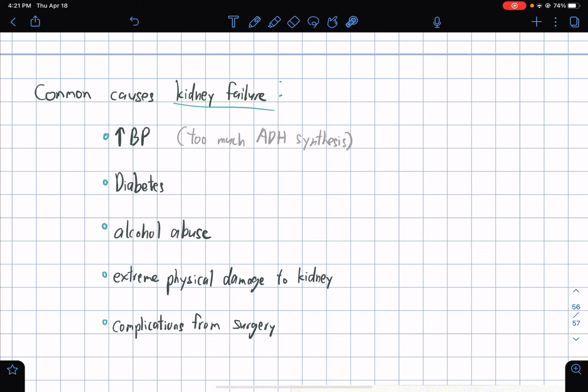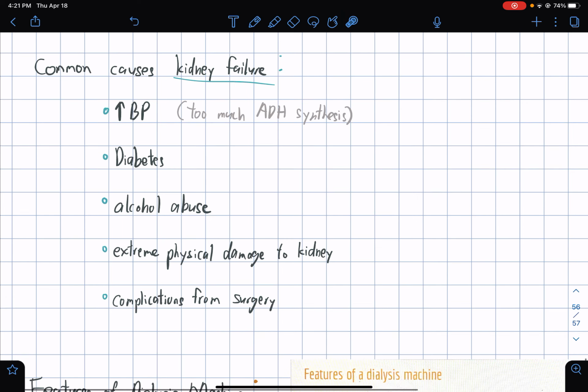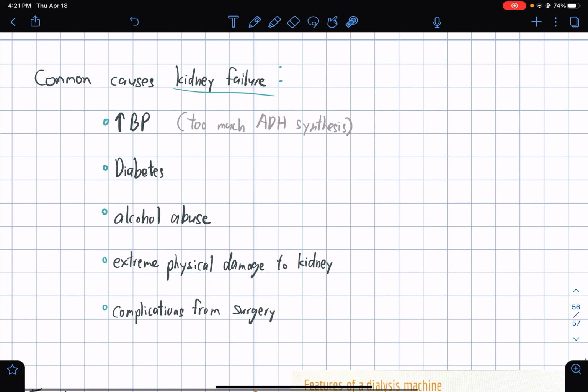Another cause is diabetes. You have too much sugar. I'm just not sure if it's both type 1 and type 2, but definitely type 2 because that's what you get for consuming too much sugar. Type 1, you were born with it. Another cause is alcohol abuse. You're alcoholic, you're damaging your liver. Next is extreme physical damage to the kidney. Of course, it's kind of obvious. Kidney failure means your kidney is physically damaged.